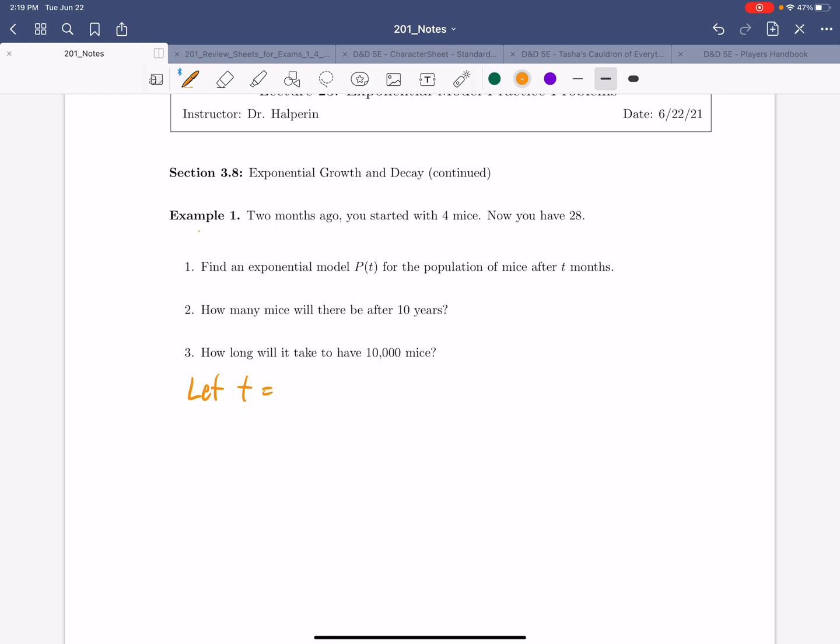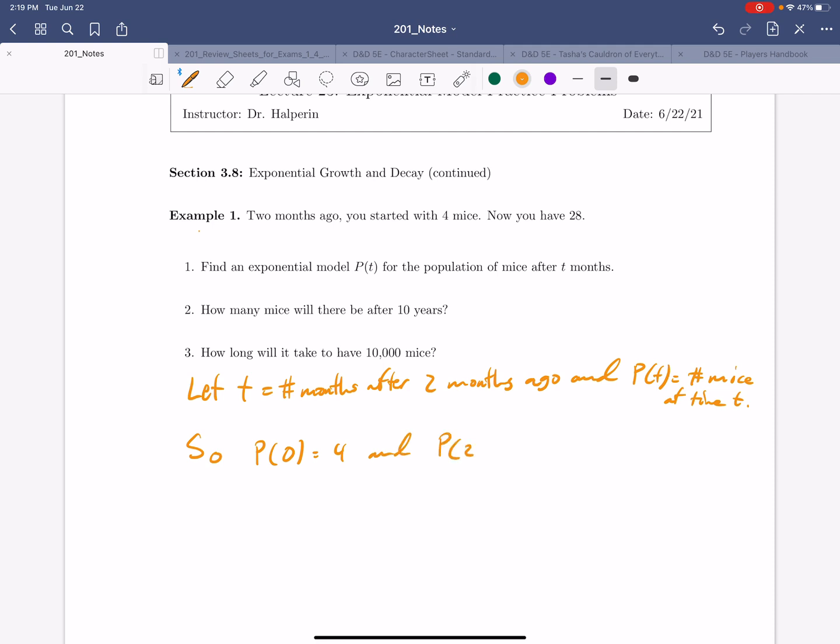Let T equal number of months after 2 months ago. And P of T equal number of mice at time T. Okay. So, sure enough, P of 0 equals 4, and P of 2 equals 28. All right.